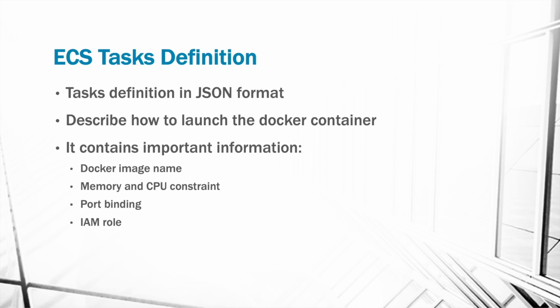Once you have your ECS cluster up and running, you need to have a task running on your cluster. ECS task definition is a JSON format file which describes how to launch the Docker container. It contains some important information about the Docker container. For example, the Docker image name, how much CPU and memory you want to assign for the task, which port the Docker container should run on. Also, the IAM role, that is the ECS task execution role, which grants the required permissions.